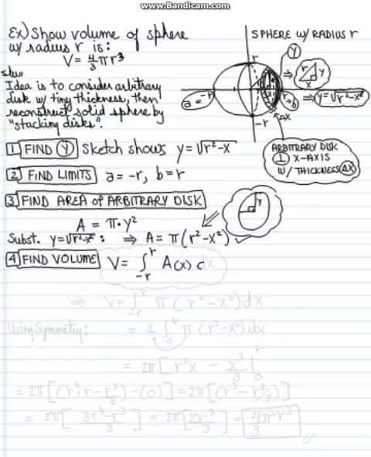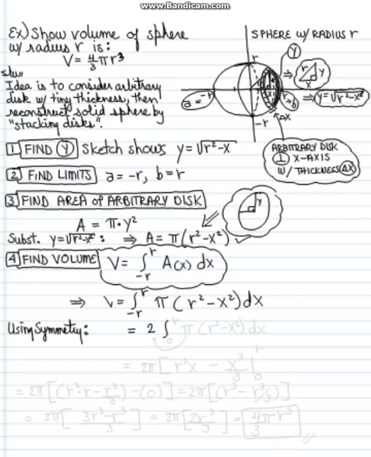Okay, now we're going to find the volume. That's the integral from negative r to positive r of the area of the face, A of x dx. Volume equals the integral from negative r to positive r of pi times, what did we get for the area of the face? We got r squared minus x squared dx. Now we're going to use symmetry. Since we're integrating on a symmetric interval from negative r to r, we can say this is equal to 2 times the integral from 0 to r of pi times r squared minus x squared dx. And then pi doesn't depend on x, so we can pull that out.